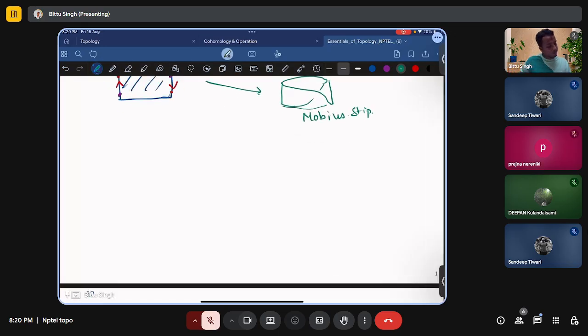Now you started with a topological space. Suppose X is given, a topological space, and you are identifying some points of this topological space. So the information is this. Another piece of information is that an equivalence relation on X is given. Okay, this is an equivalence relation.